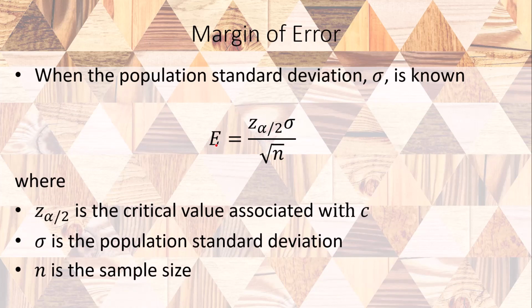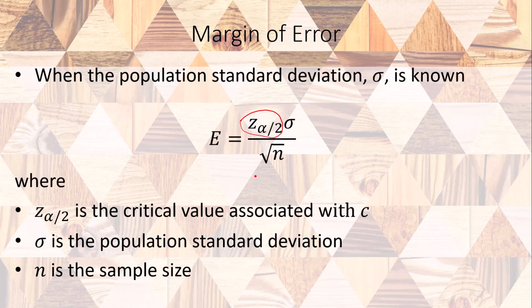If you want to figure out what your error is, margin of error is always going to be equal to your critical value for the given level of confidence, times your standard deviation divided by the square root of your sample size. And once you have that, then we can figure everything else out.